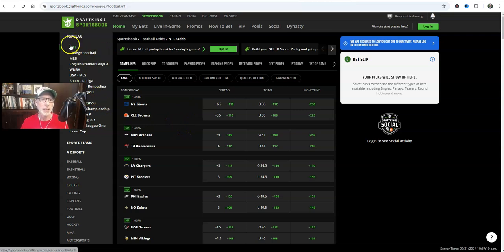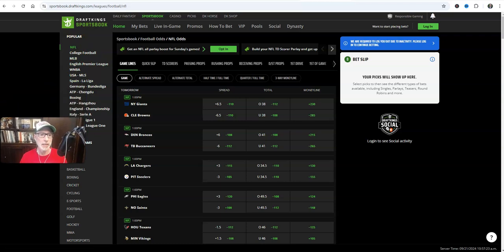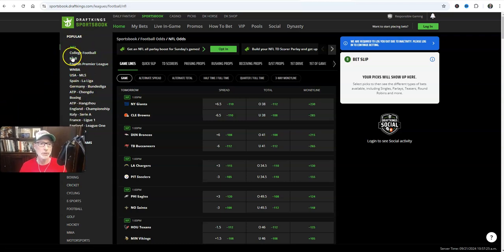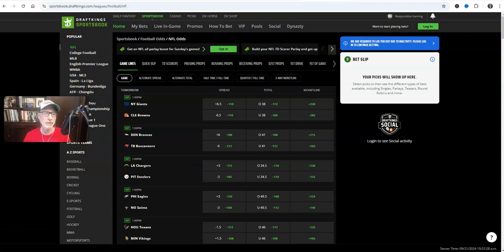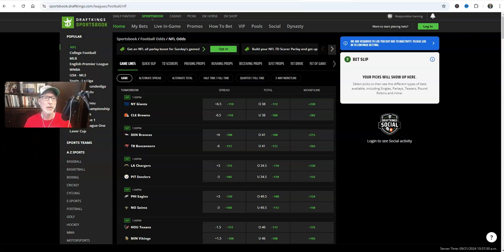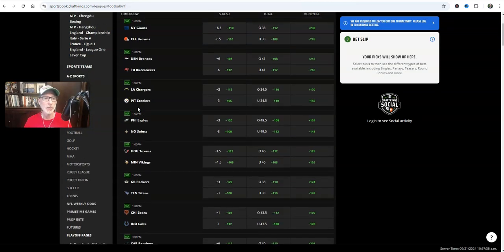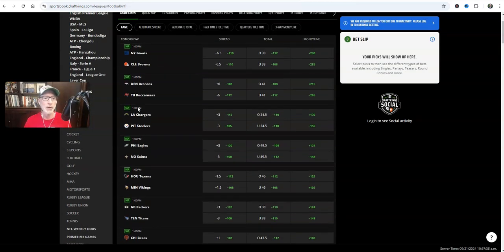So I've got the NFL pulled up here. Here's a lot of the sports that you can choose. NFL, to me, I love American football. And then when you look at the games here, here's all the games for the upcoming NFL on Sunday, September 22nd, tomorrow.